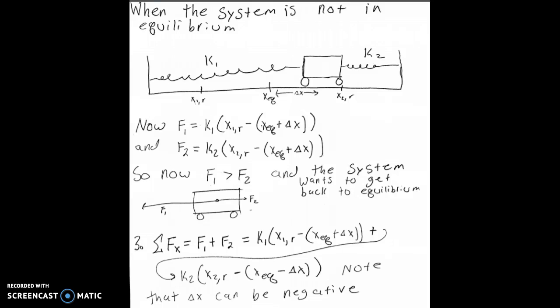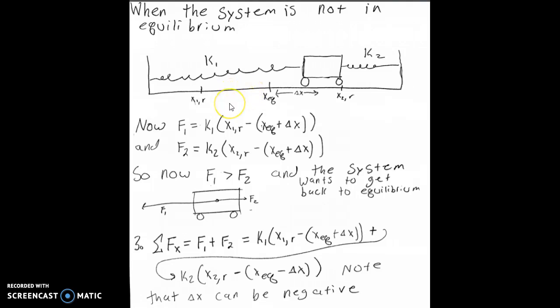So in order to actually solve this problem, we have to generalize the coordinates or the forces such that it can work if the system is not in equilibrium. So if the cart is displaced a distance delta x, now all of a sudden we have a situation where the force from the first spring is not equal to the force from the second spring. And there's going to be a net force and a net acceleration on the system.